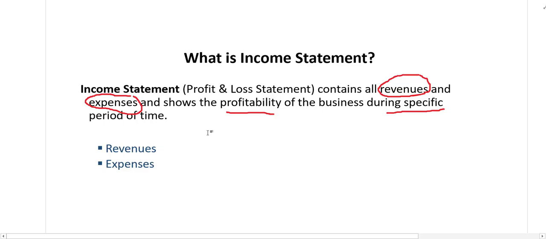But remember that in this statement, as I have mentioned here, we record only these 2 things. We record, for example, how much is the revenue of the business, as well as how much are the expenses of the business, right? And then we compare whether revenue is more or whether expenses is more. If revenue is more, the result is profit. If the expenses is more, the result is what? Loss, right?